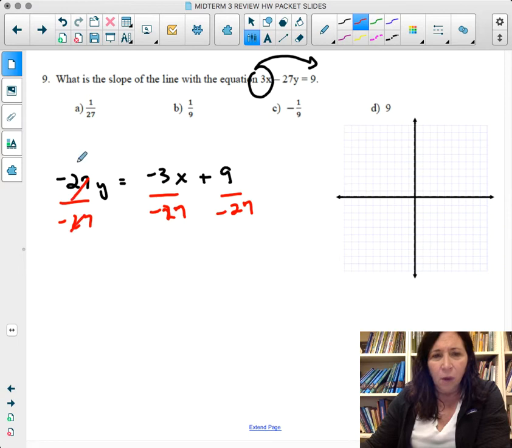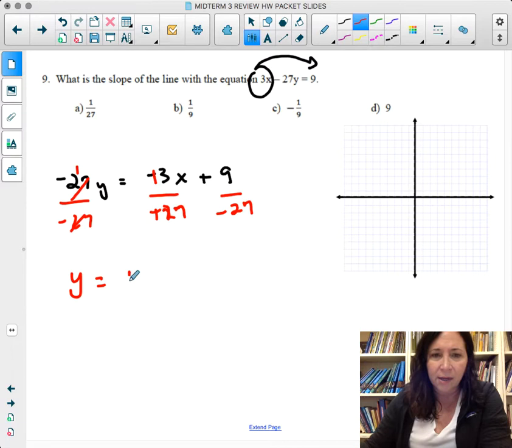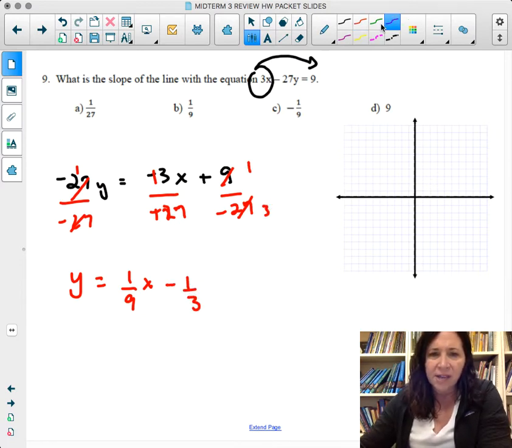So negative 27 divided by negative 27 makes 1, so I have 1 times y, which is y. And negative divided by negative is positive, and 3 divided by 27 is 1/9, so that's going to be 1/9 x. And then 9 divided by 27 is going to be 1/3, so that's minus 1/3.